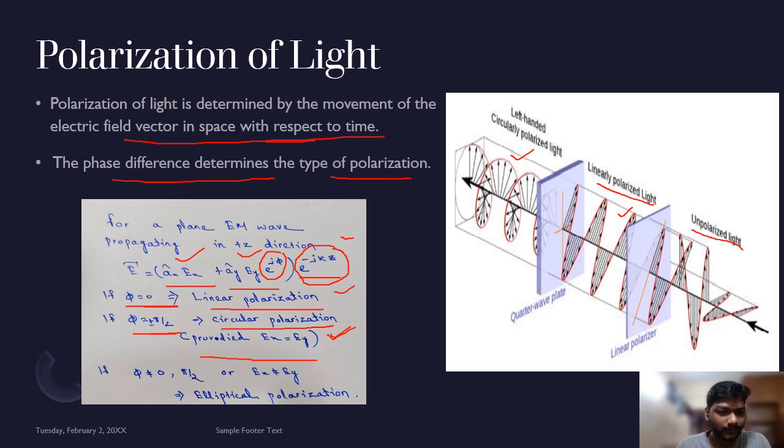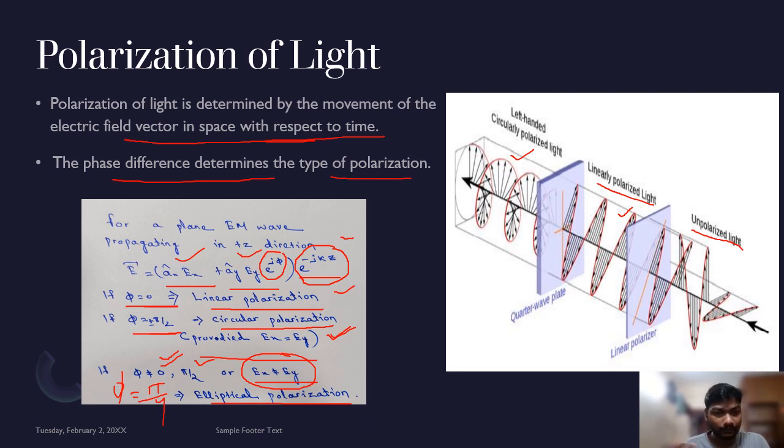And the last case is phi not equal to 0, not equal to pi by 2, or Ex not equal to Ey. In that case, elliptical polarization. If Ex is not equal to Ey, then it will always be elliptical polarization, provided phi is not equal to 0. And for any angle except these, phi equal to pi by 4, phi equal to 3 pi by 4, phi equal to 62 degrees, 71 degrees, it will always be elliptical polarization. So it doesn't matter whether Ex equals Ey or not, it will always be elliptical polarization. So check for these two conditions.